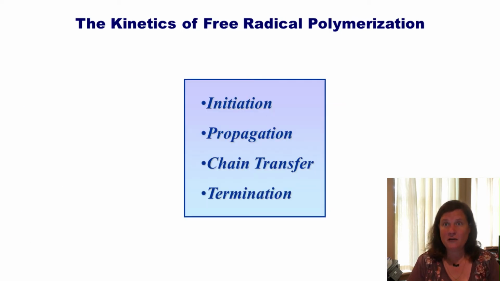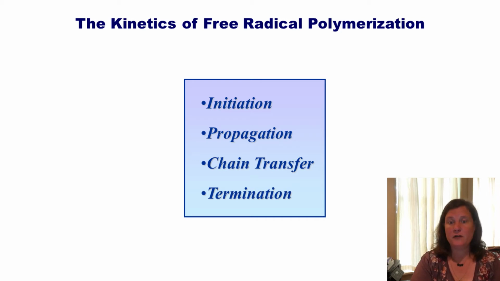For chain growth polymerizations, we have an initiation reaction and it has a rate law. We have a propagation reaction and it has a rate law. And we have a termination reaction and it has a rate law. So chain growth polymerization kinetics are quite a bit different than step growth because we have one reaction and one rate law. So in this case, we're going to have 3.